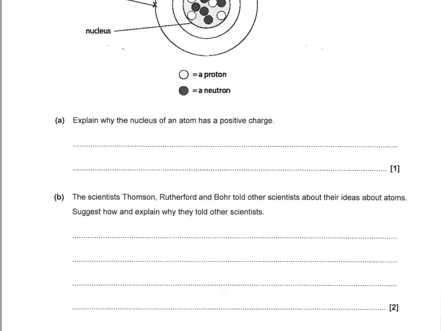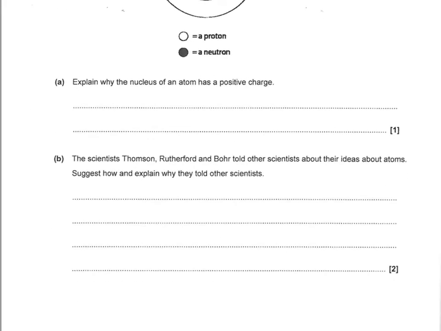The scientists Thomson, Rutherford and Bohr told other scientists about their ideas about atoms. Suggest how and explain why they told other scientists. So first mark saying how they told other scientists, so use of conferences or books or journals, or they publish their results. And you can't say telephone, internet, television or video because they wouldn't have been around when these were discovered.